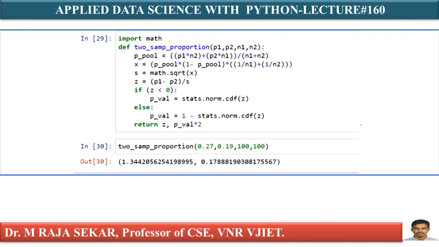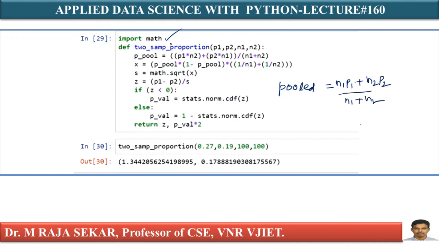What is this? I can say import math. This is a library we know. We define a new function, 2_sample_proportion. First we will find out the pooled proportion. What is my pooled proportion? That is n1 into p1 plus n2 into p2 by n1 plus n2.